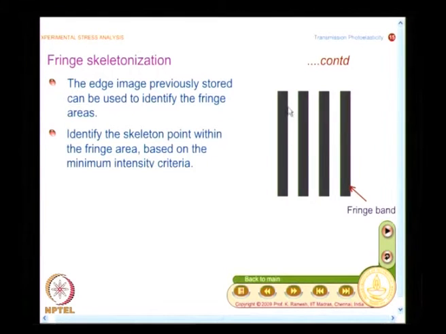Now, I have a very simple fringe band, and I am sure when I have this as vertical, you can think of a beam under bending kept in a vertical direction, and you can get fringes which are horizontal. Instead of horizontal, because I kept the beam vertical, I will have vertical fringes, and the fringe areas are easily identified. And if we want to pick out the minimum intensity point, it is enough I scan it horizontally. Suppose I scan the image horizontally, and within the fringe band, if I identify the minimum intensity point and make that as a fringe skeleton, then my job is done.